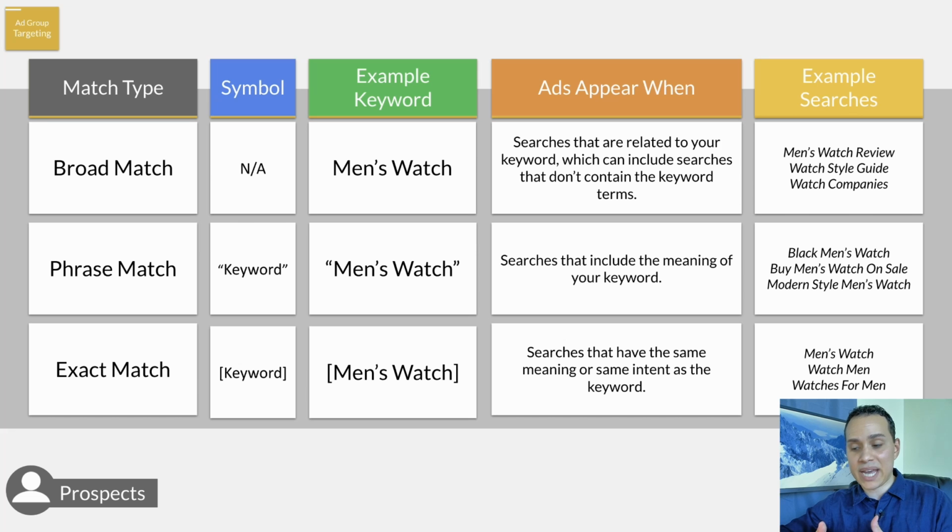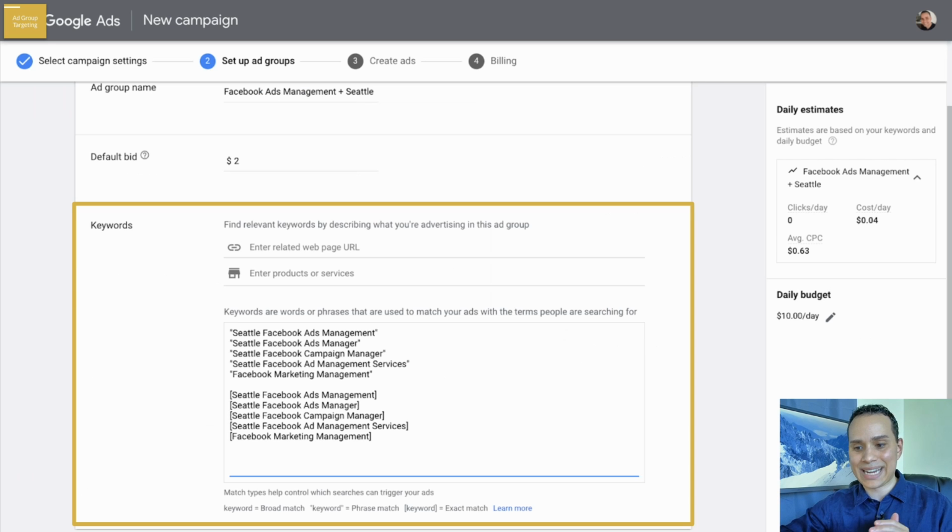Whereas with exact match, it has to be men's watch, watchmen, or watches for men, right? So it has to be those exact words and pretty much nothing else. And to, for, and on, those little filler words, those will still show up for exact match. Broad match, on the other hand, you never want to use, because any search that includes the word men's or includes the word watch, you could potentially show up for, which is a lot of wasted ad spend. So just use phrase, just use exact match.